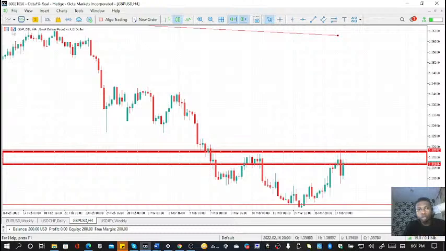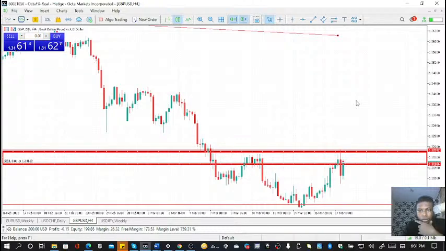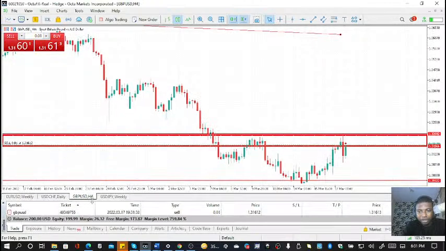I'm going to short the market at this region. All right, so here's what we're going to do. Good. So shorting the market at this region. So as you can see, we've shorted the market at this region, right?